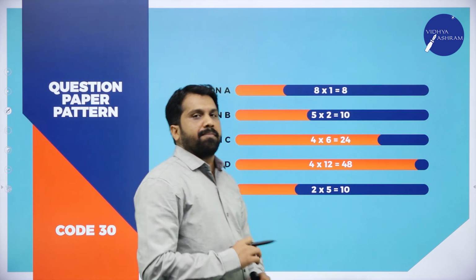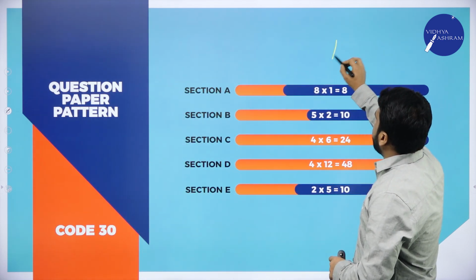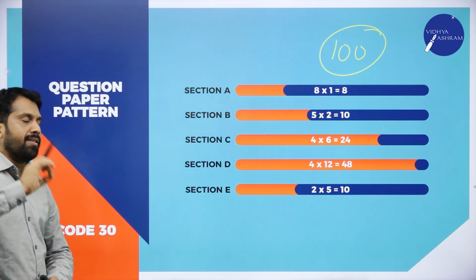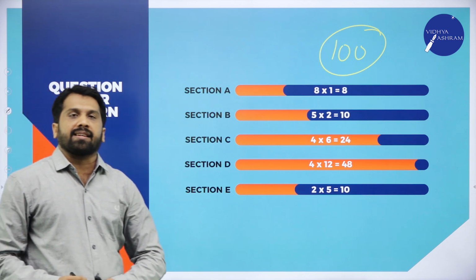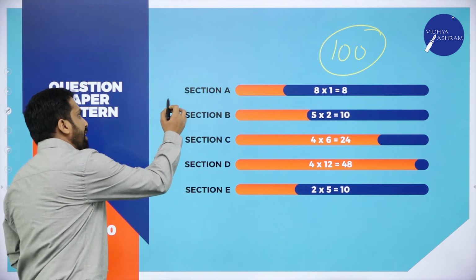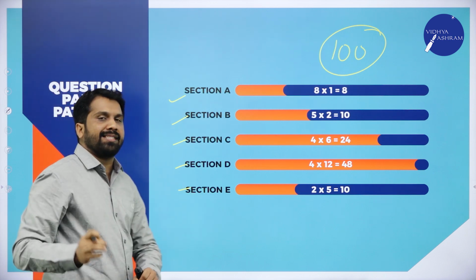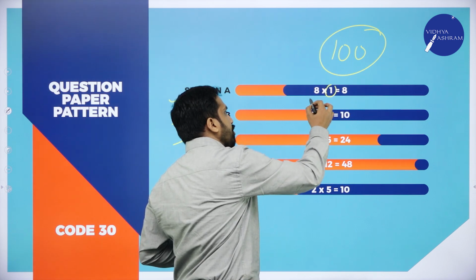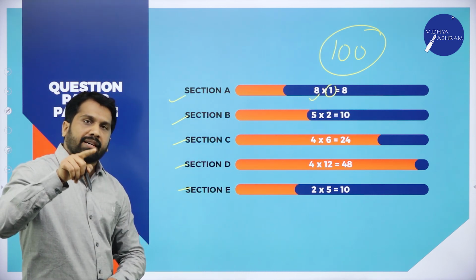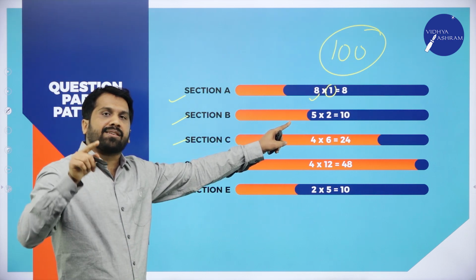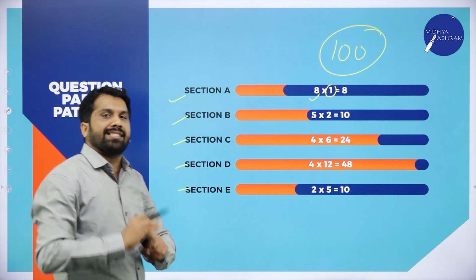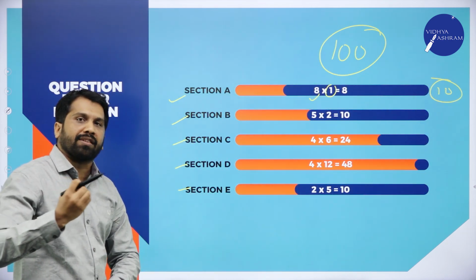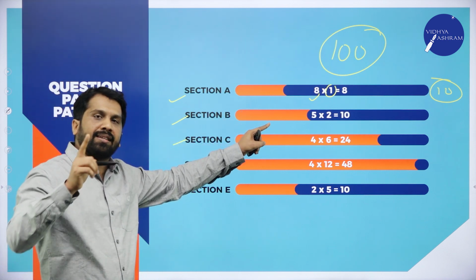This is your question paper pattern. Your examination will be for 100 marks. This will be the question paper pattern. In this, your question paper is divided into sections A, B, C, D, E. Now, in section A, you will get 1 mark questions, 8 of them, 1 mark each. In total, you have to attend 8 questions. How many questions will you get in your examination? You will get 10 questions. Out of 10, you are supposed to attend only 8.